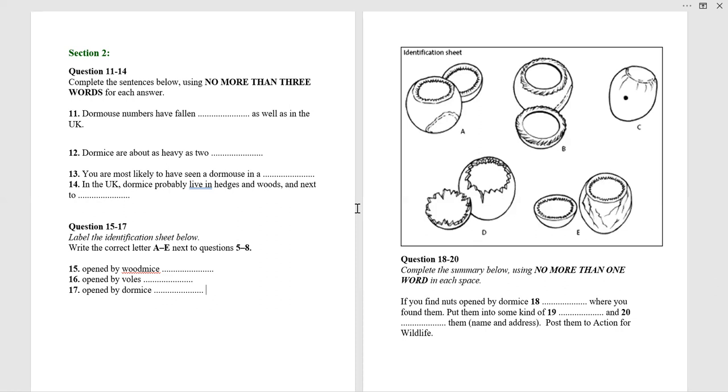You will hear a woman talking on the radio about a project to conserve dormice in one area of the UK. First, you have some time to look at questions 11 to 14. Now listen carefully and answer questions 11 to 14.